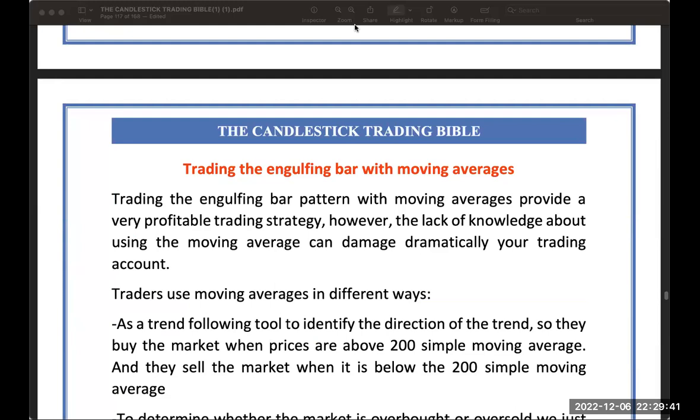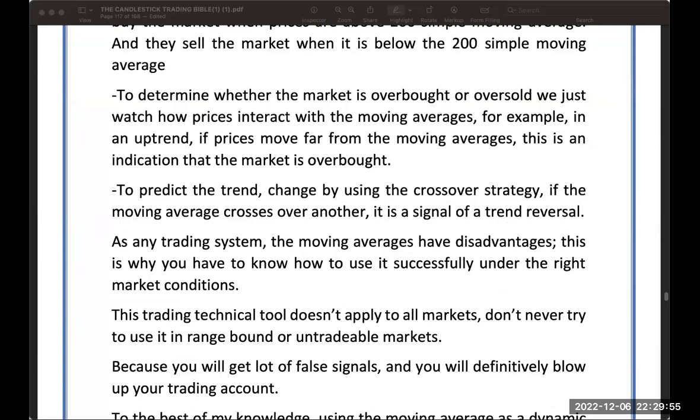All right. Traders use moving averages in different ways as a trend following tool to identify the direction of the trend. So they buy the market when prices are above the 200 simple moving average, and they sell the market when the price is below the 200 simple moving average. To determine whether the market is overbought or oversold, we just watch how price interacts with the moving averages. For example, in an uptrend, if price is moving far from the moving averages, this is an indication that the market is overbought. To predict the trend change by using the crossover strategy, if one moving average crosses over the other, it's a signal of a trend reversal.